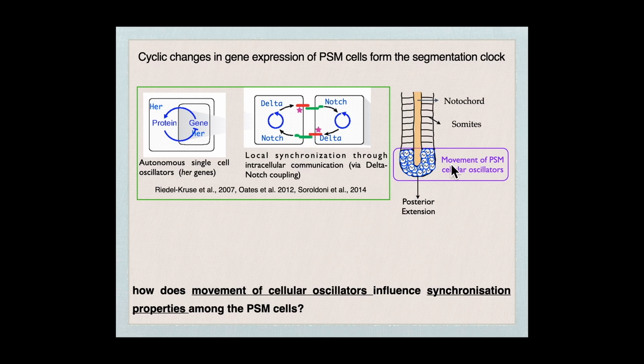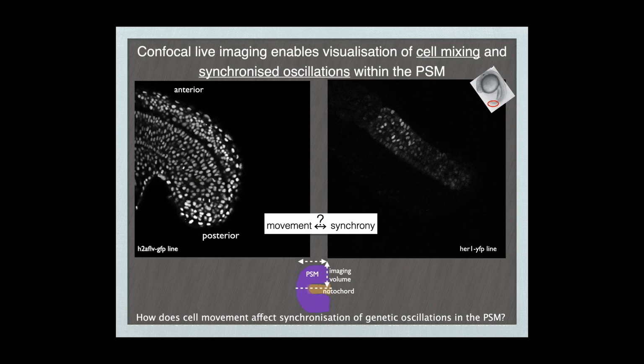At the same time, as we can see here in the cartoon, the movement of cells is entirely random in the PSM, and they move at a much higher rate in the posterior PSM, as we will see in the next minute. Hence, we asked how this random movement influences the synchronization properties among the PSM cells.